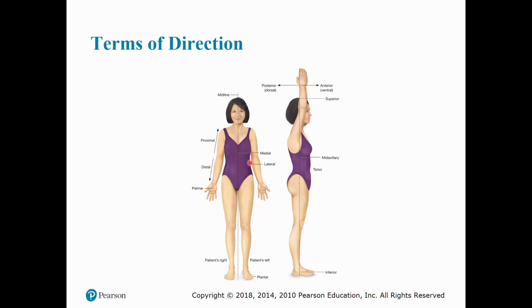Unilateral refers to one side. Ipsilateral refers to the same side, and contralateral means to the opposite side of something. Okay, so you're going to hear those terms as well. Lateral is left or right of the midline. Medial towards the midline or center of the body.